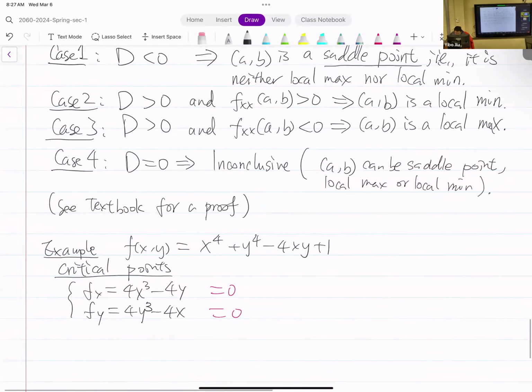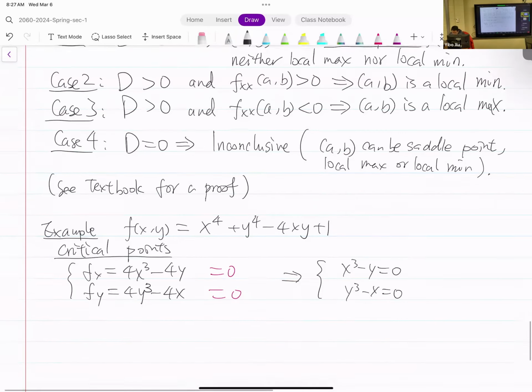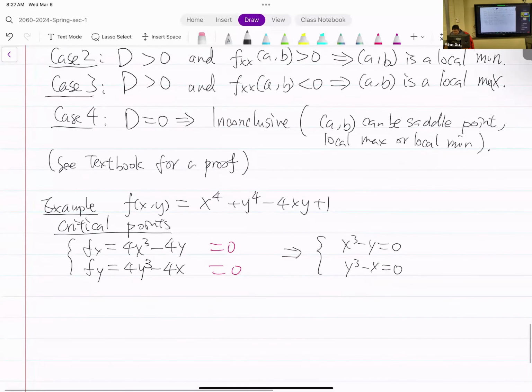Okay, and now we set them to be zeros. So this is not even easy to solve the system. Okay, so here we can cancel out the 4s on the right hand side and left hand side. So we see that x to the 3 minus y must be 0. And in the second equation, we see that y to the 3 minus x must be 0. So in other words, y must be x cubed and x must be y cubed. Okay. And now we want to solve for all the possible x values that satisfy the system.